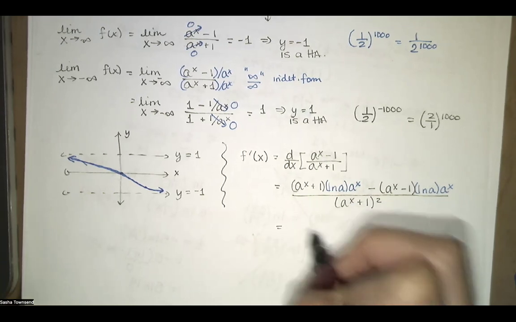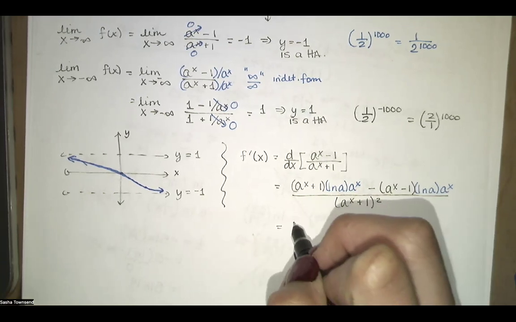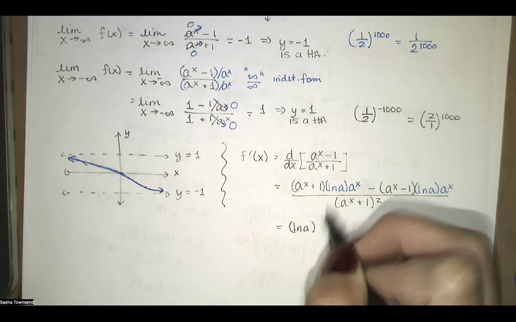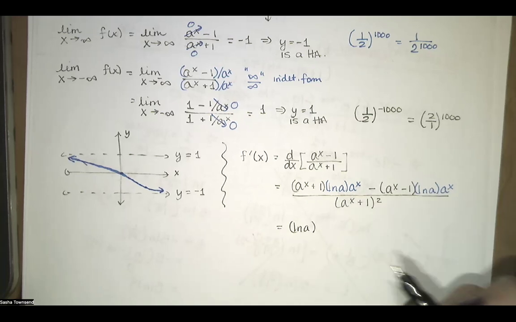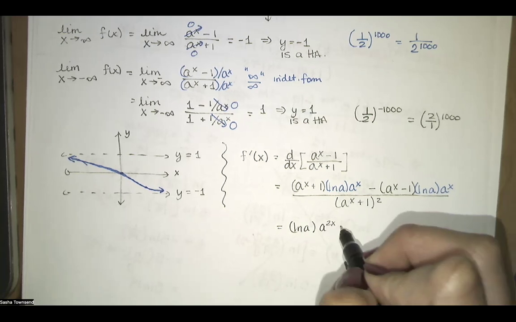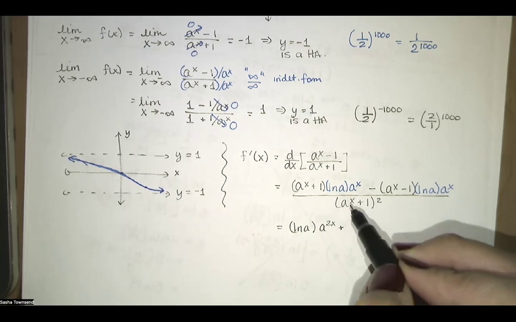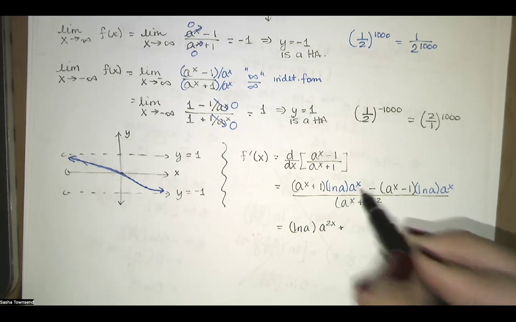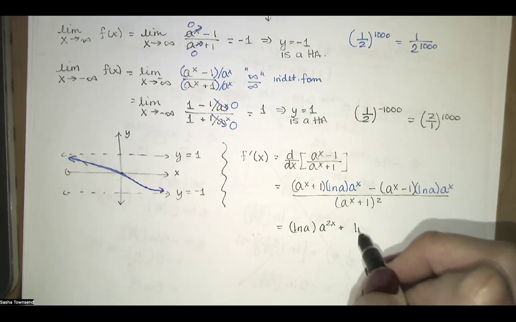If we do that, we get natural log of a, and a to the x times a to the x, we just add the exponents because the bases are the same. That's a to the 2x. We're adding that to 1 times natural log of a times a to the x.